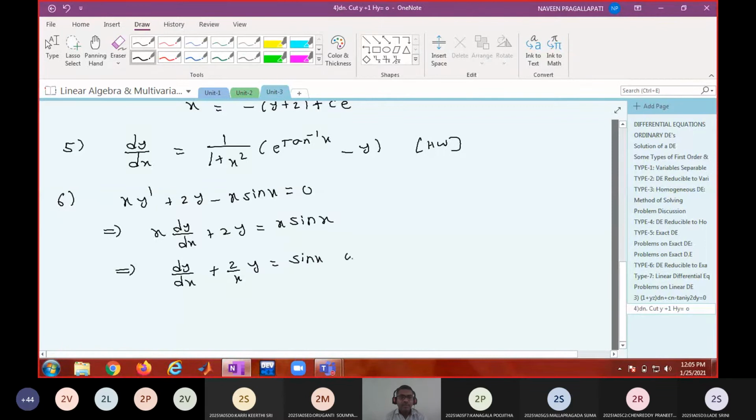Now this is linear in y. Here P of x equal to 2 by x, Q of x equal to sin x. So find out the integrating factor. Shall I proceed to the next page?